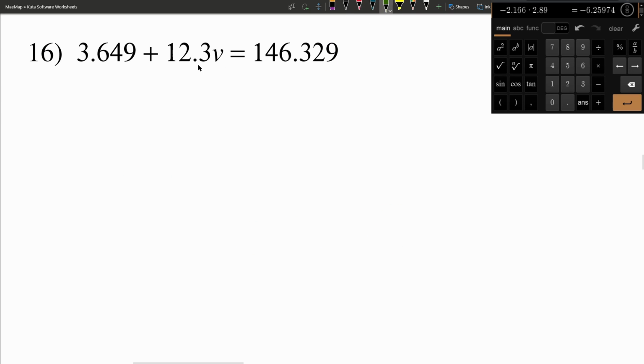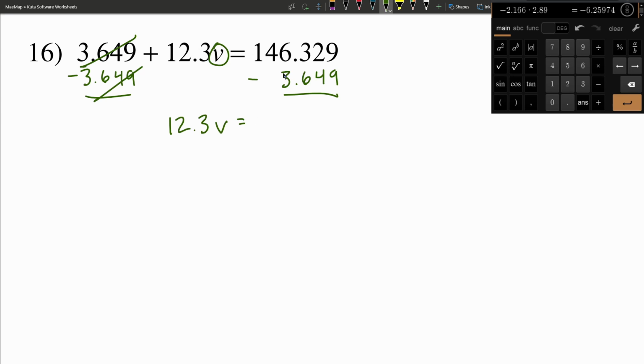For this problem, when we go to isolate v, it's multiplied by 12.3 and then added to 3.649. So we're going to start by subtracting 3.649 from both sides. When we do so, we'll get 12.3 times v equal to, doing the subtraction out, 9 minus 9 is 0.